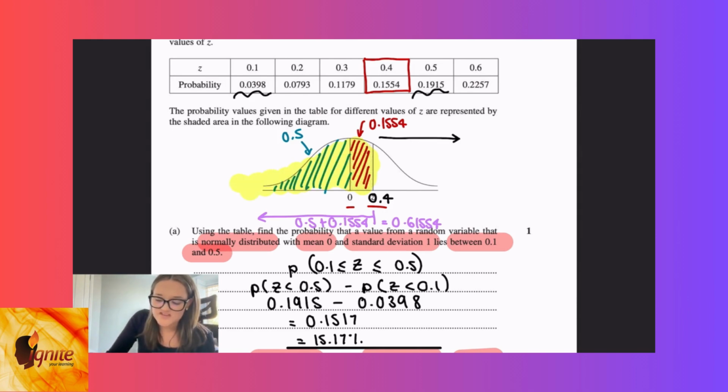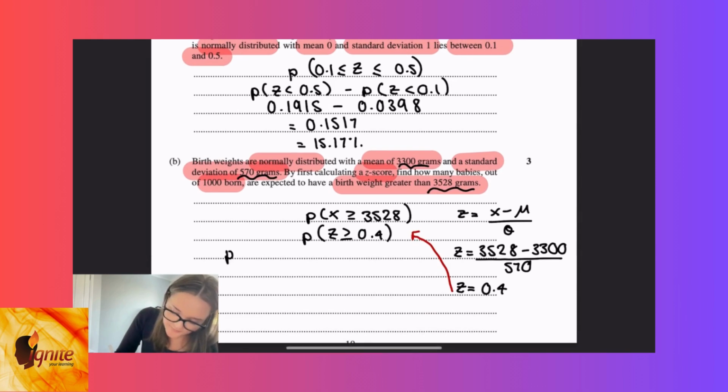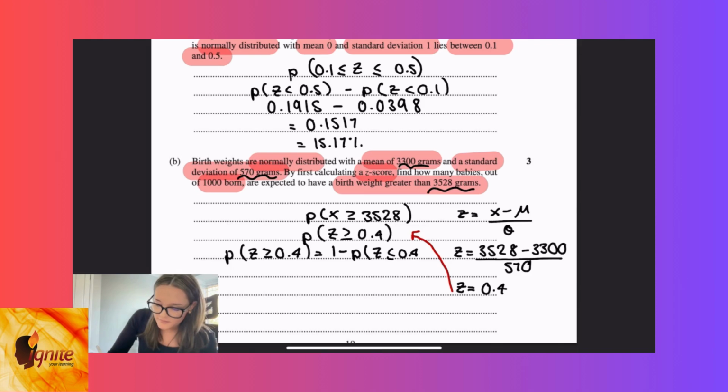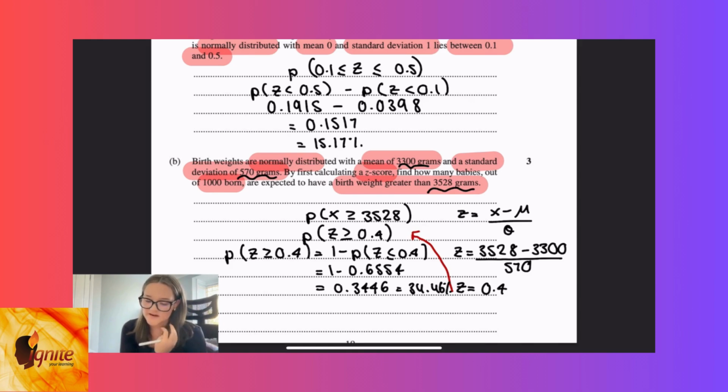Now, since we just found the probability of this entire area here, the way we can find what we actually want, which is the probability that's greater than this, is if we go 1 minus, so 1 whole or 100% in probability, minus our 0.6554. So the probability that z is greater than or equal to 0.4, by using symmetry as we could see in the diagram, is equal to 1 minus the probability that the z-score is less than 0.4, which is 1 minus 0.6554, which is equal to 0.3446, or 34.46% of the babies that are born.